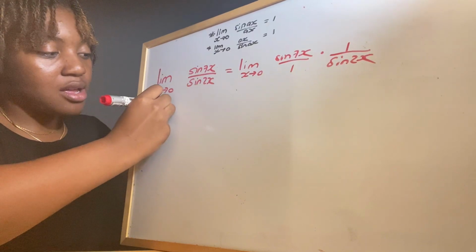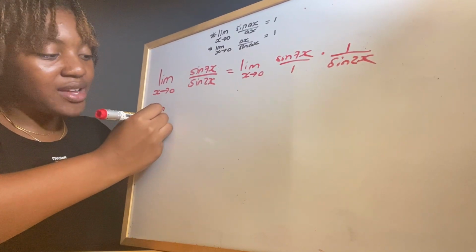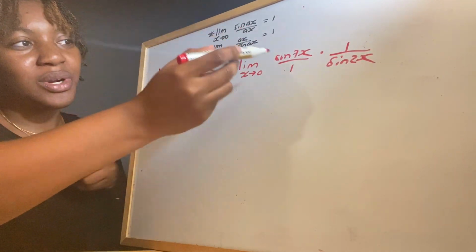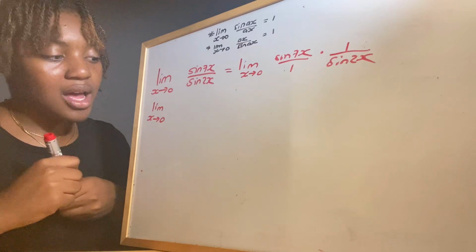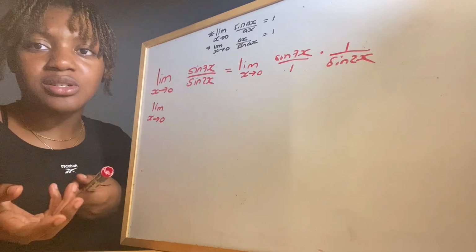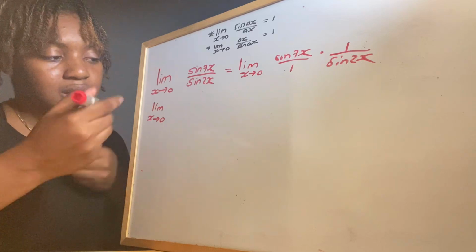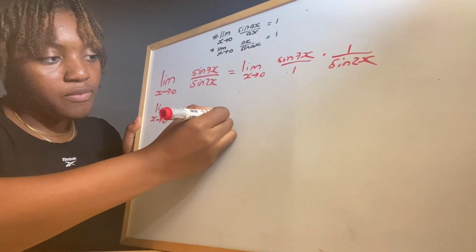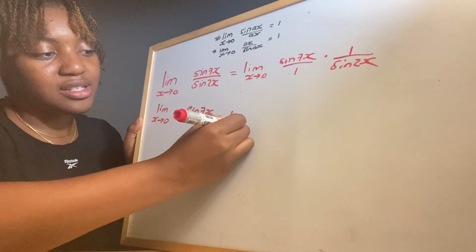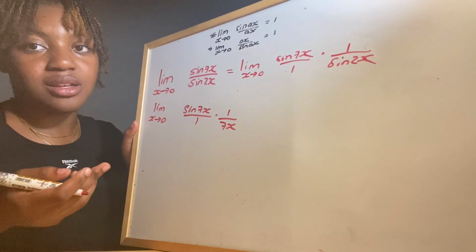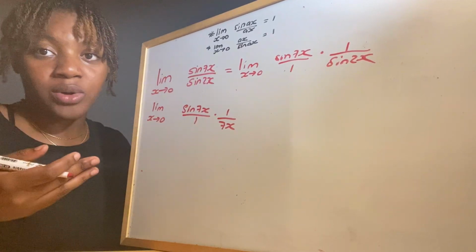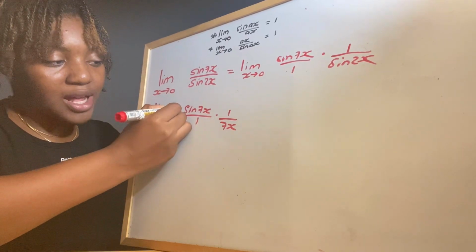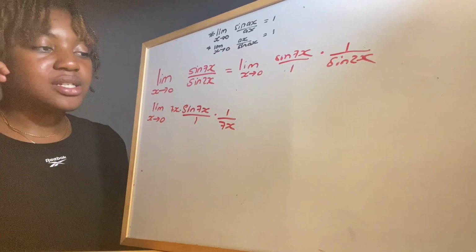You realize that we have sine 7x over 1. In order for this to match the special case, we would have to have 7x in the denominator. All we're going to do is multiply the denominator by 7x. So that's what we're going to do. Let's say times 1 over 7x, so we can get the 7x in the denominator. However, what we do to the denominator, we also have to do to the numerator. So I'm going to multiply the numerator by the 7x.